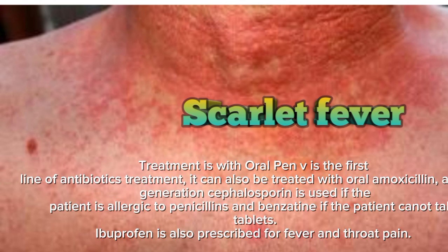Treatment is with oral penicillin V as the first line of antibiotic treatment. It can also be treated with oral amoxicillin, and a first generation cephalosporin is used if the patient is allergic to penicillins, and benzathine penicillin if the patient cannot take tablets. Ibuprofen is also prescribed for fever and throat pain.